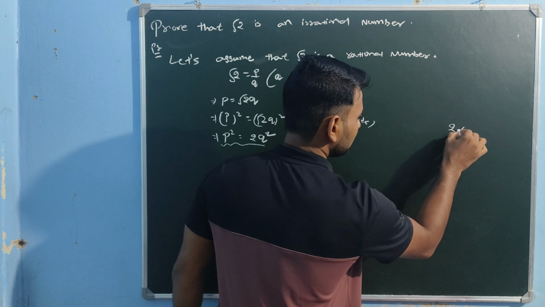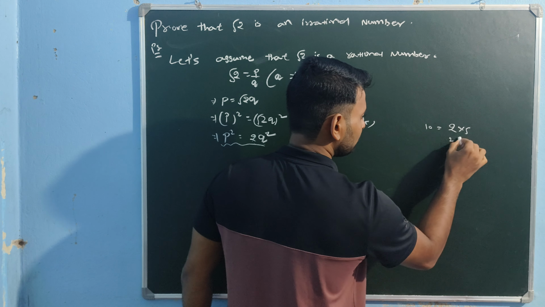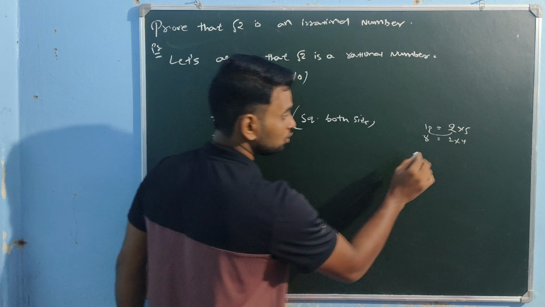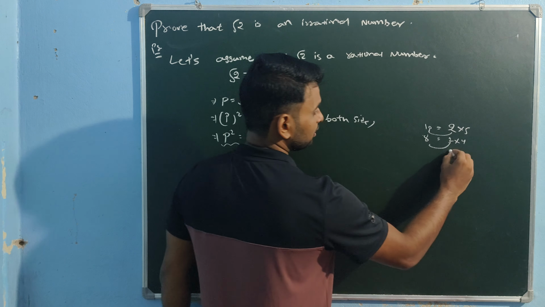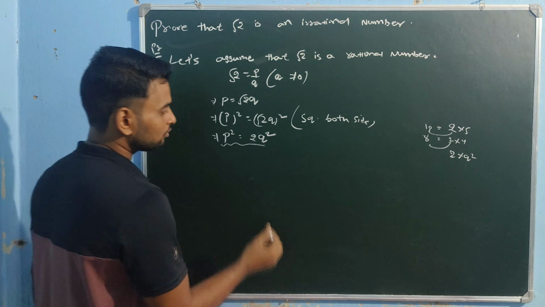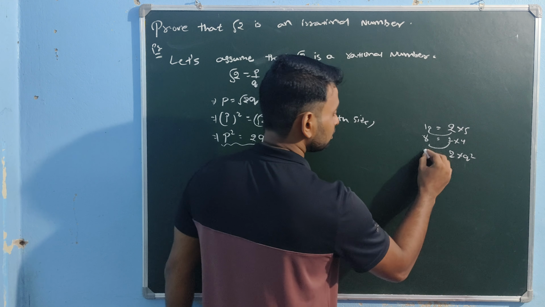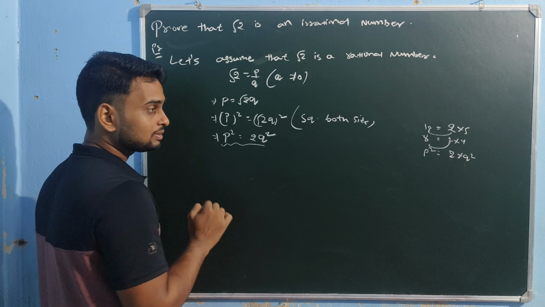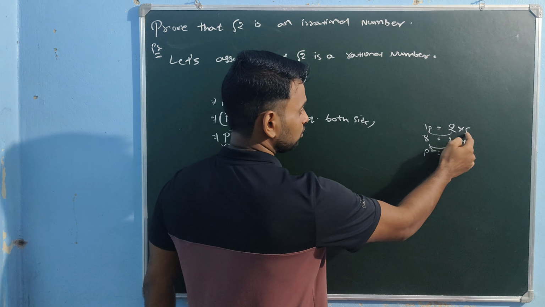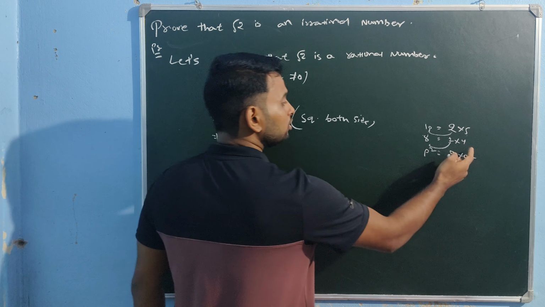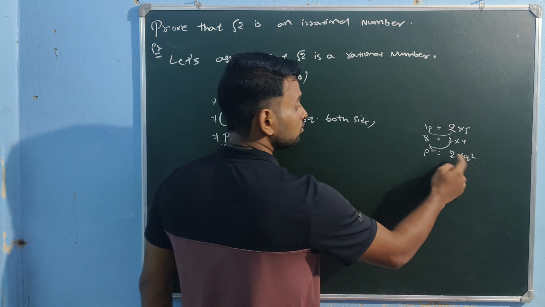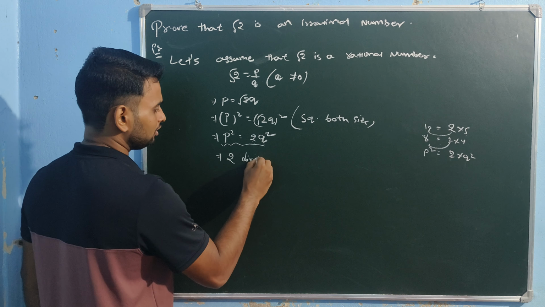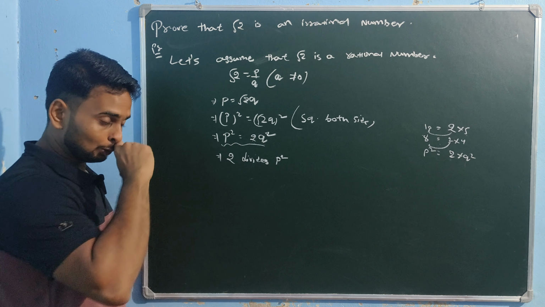Similarly, if we multiply 5 with 2, we get 10. If we multiply 4 with 2, we get 8. So 2 divides 10, 2 divides 8. Similarly, here we multiply 2 with q square, and the result is p square. That means 2 divides p square. Clear?